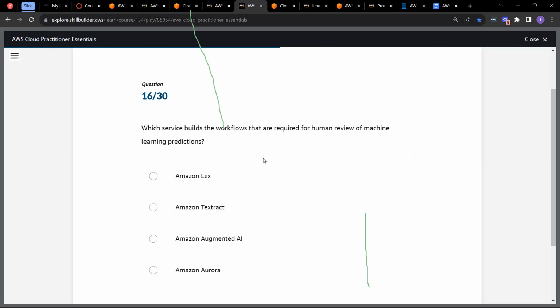Amazon Lex, Amazon Textract, Amazon Augmented AI, Aurora. So Aurora is out. Aurora is for, I think, database purposes, right? So that one is out. Lex, I know, is for chatbots, something that was born out from Alexa. Now, Textract is also kind of an AI transcribing service. So I'm looking at Augmented AI.